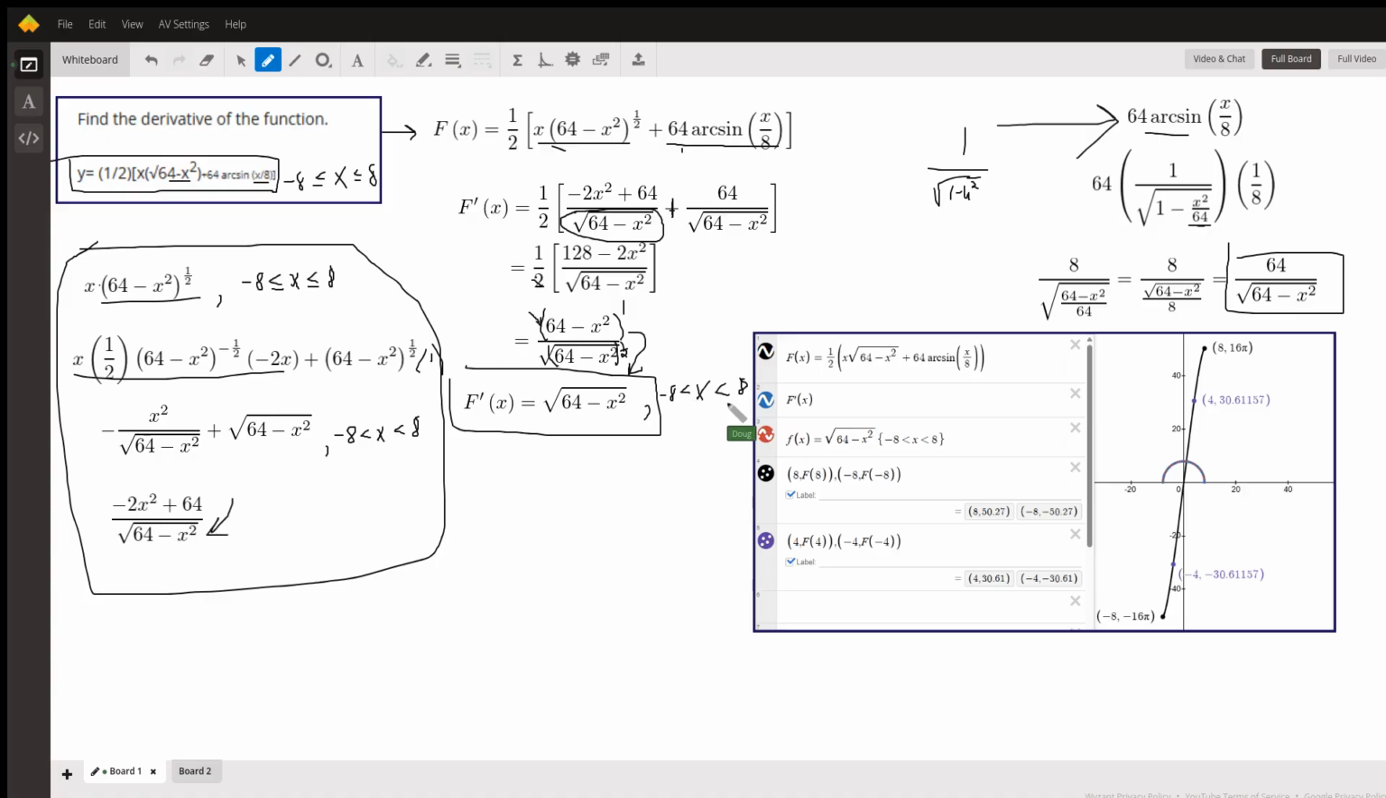And noting that this radical appears in the denominator for the derivative, we remove the or equal to symbols. This is the graph of the derivative right here, top half of a semicircle. And at x equals 8, the tangent lines are vertical, and at -8.